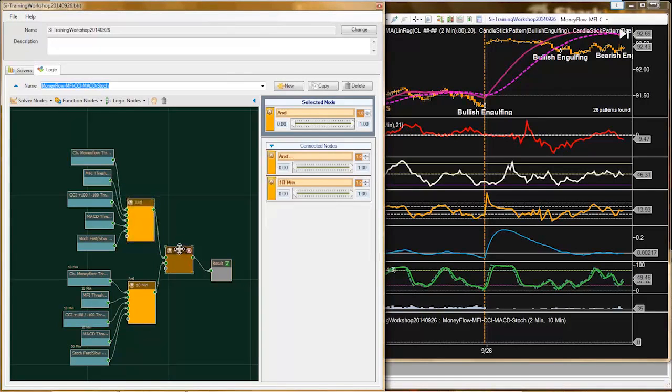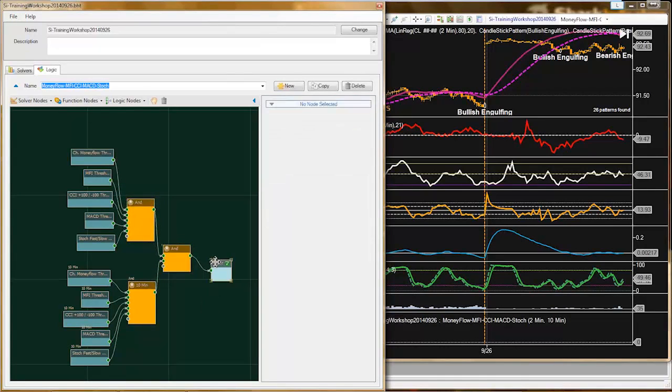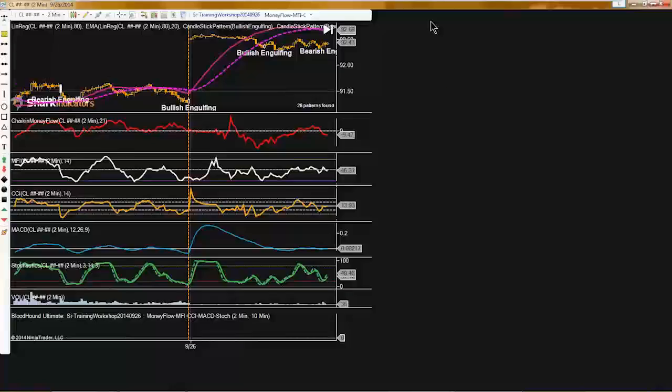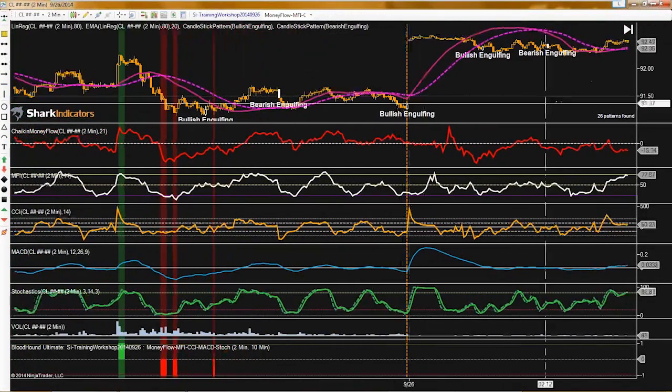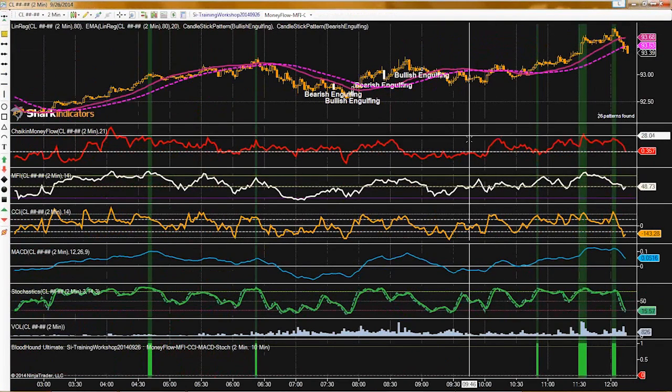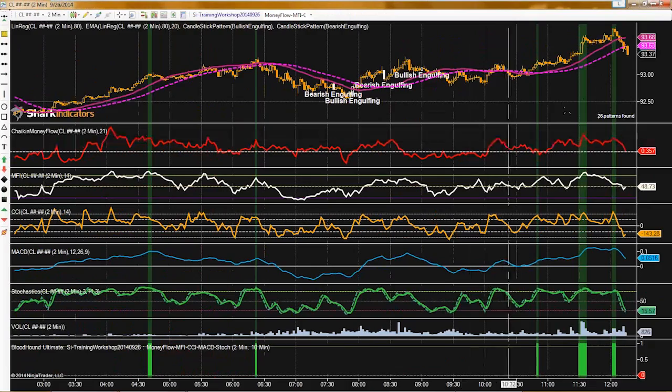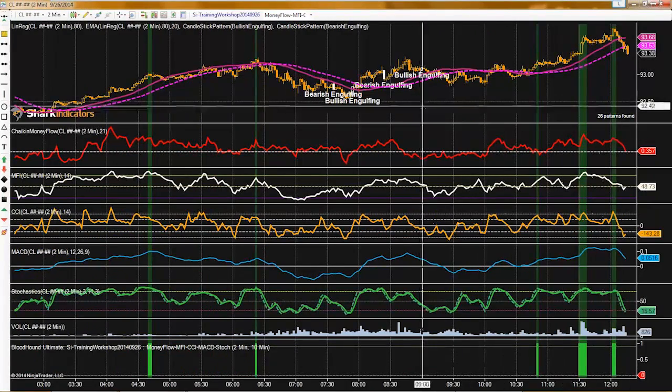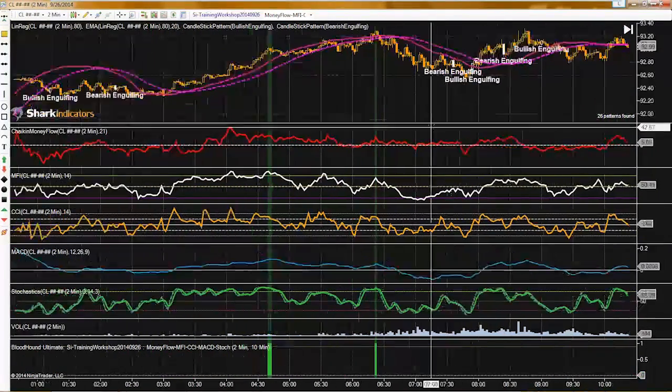There we go. I'll just make these look pretty here. And let's see if we get anything. Alright, let's scroll back. And yeah, so there we go. We still get some signals going on.